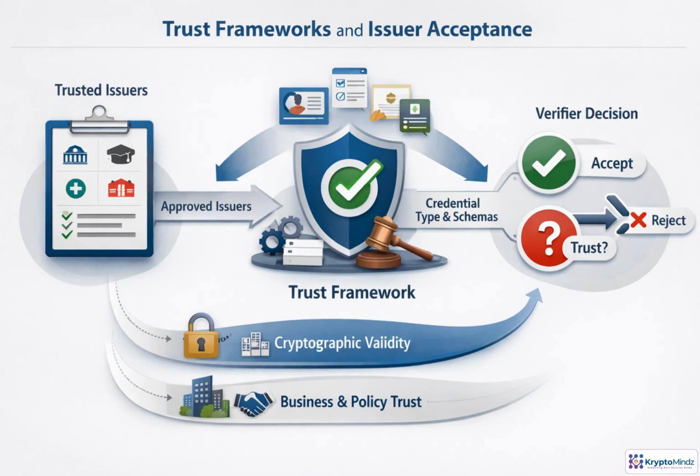Verification has two layers. Cryptographic checks show that the credential has not been tampered with. The signature is valid, and the issuer's key can be resolved. But that only answers: is it technically valid? A trust framework answers the business question: should we rely on it? It defines approved issuers, acceptable schemas, credential types, and assurance levels. So a verifier may reject a technically valid credential if it falls outside policy.